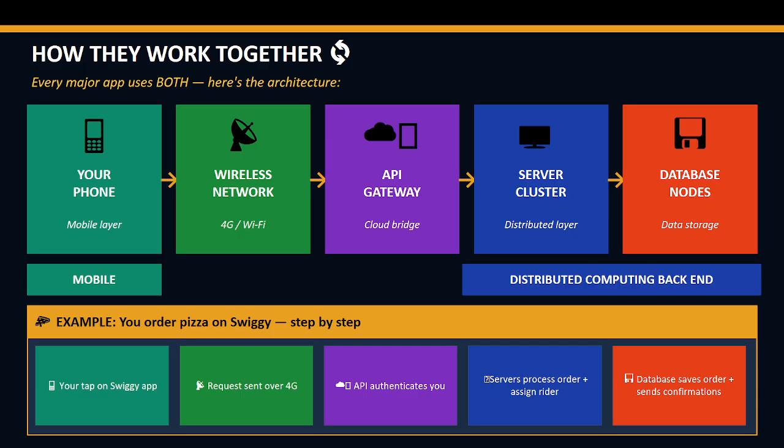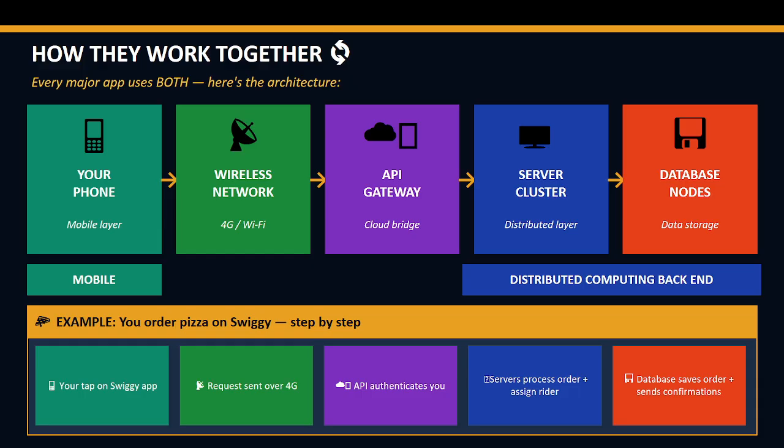Step 4, server cluster. Processes your order, assigns a delivery rider using an algorithm. This is distributed computing happening. Multiple servers working in parallel. Step 5, databases. Nodes save your order. Triggers notification to you, the restaurant and the rider simultaneously. All 5 steps under 3 seconds.